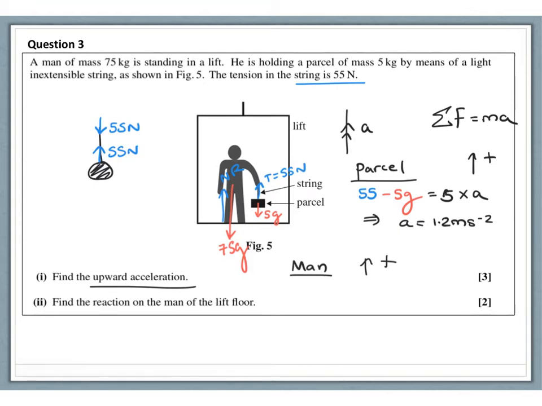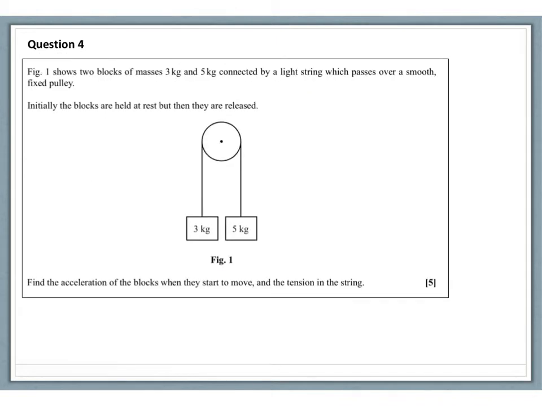So, forces acting on the man using Newton's second law of motion. Upwards we have the normal reaction. Downwards we have the 75g, which is the weight, and we also have this 55 newton force acting downwards as well. Now this is equal to the mass of the man, which is 75, multiplied by his acceleration, which is 1.2. This can then be rearranged to give us the normal reaction, which is equal to 880 newtons.